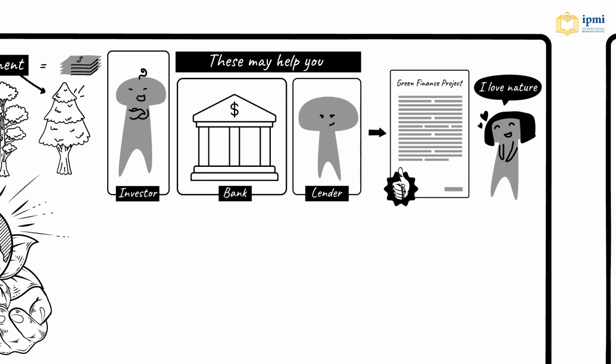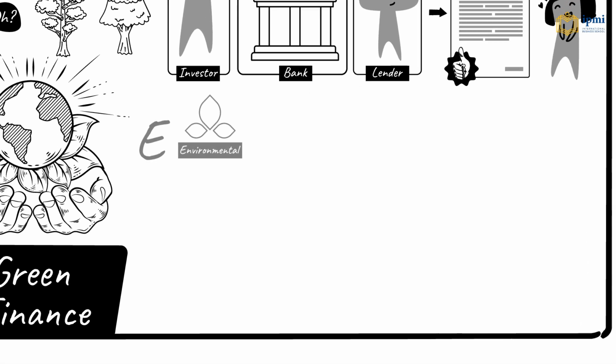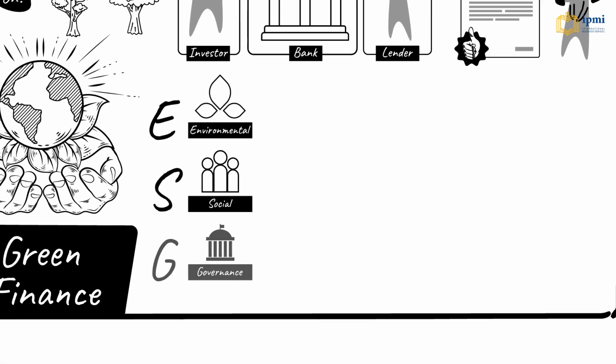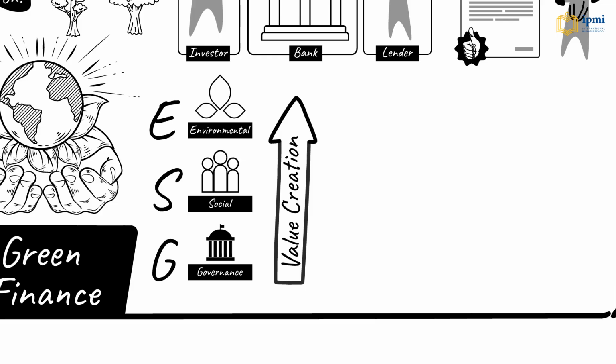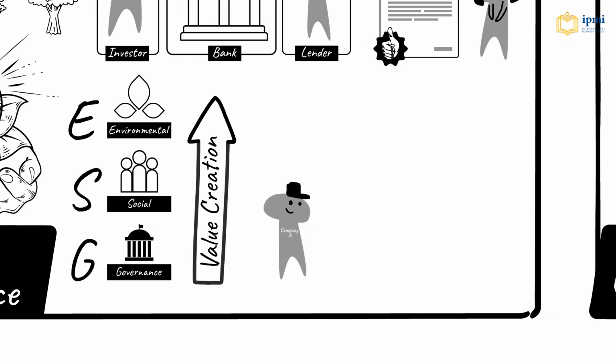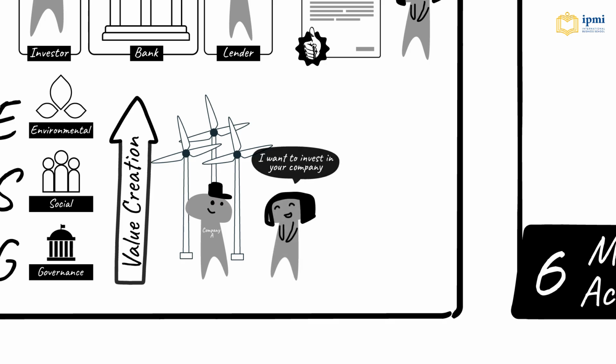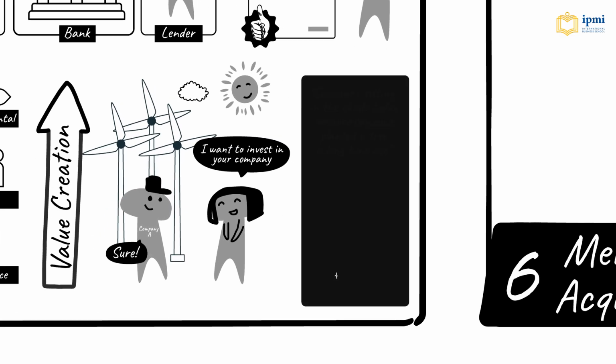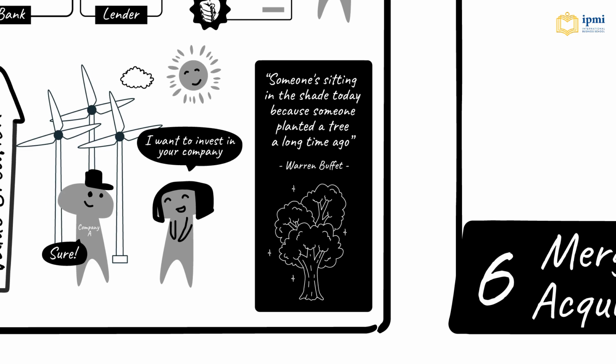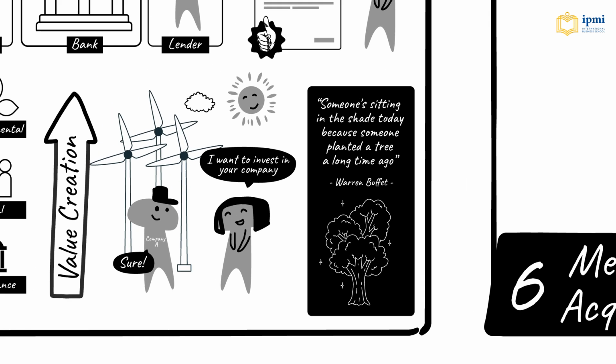For sustainability, a company that applies environmental, social, and governance, or ESG, will increase its value creation. For example, Company A issues a green bond to raise money for a new wind farm project. This allows investors to support renewable energy development, which is a good benefit for Company A. Ultimately, green finance is a way to align financial goals with environmental well-being. It's a way to use money to make a positive impact on the planet.